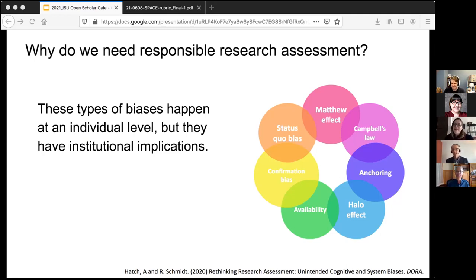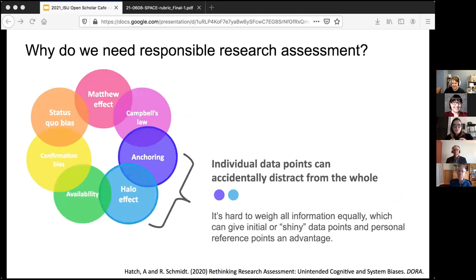Oh, yeah. And what's so interesting about these personal biases is that they happen at the individual level, but they have implications on the entire institution and on research evaluation systems at large. So in this bias brief, we highlight four different implications. I'm just going to go over one now. And that is that individual data points can accidentally distract from the whole. And that's the cumulative effect of anchoring and the halo effect. And what we mean by that is that it's really hard to weigh all information equally. And because of that, it gives what we sometimes like to think of as shiny data points an advantage.